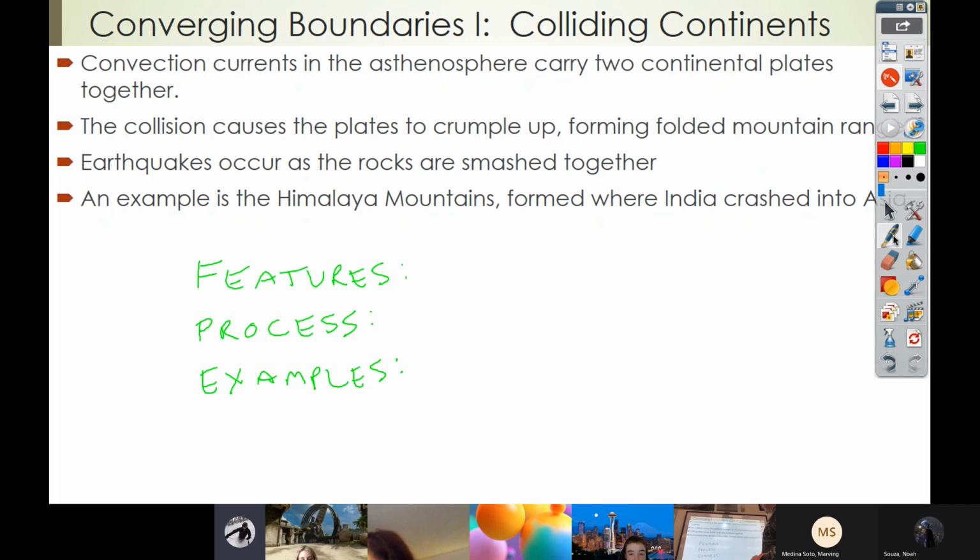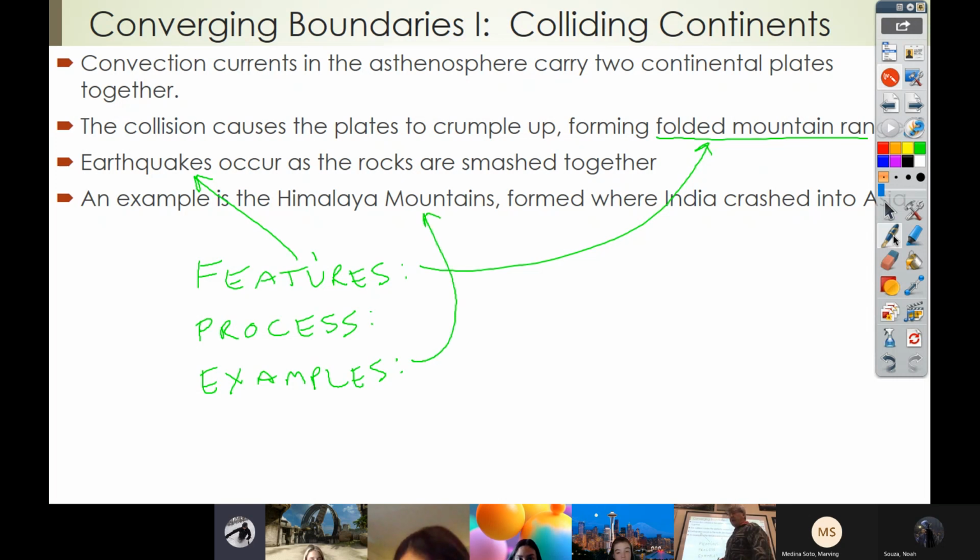Convection currents in the asthenosphere carry two continental plates together. The collision causes the plates to crumple up, forming folded mountain ranges. Earthquakes occur as the rocks are smashed together. An example is the Himalaya Mountains, formed where India crashed into Asia.